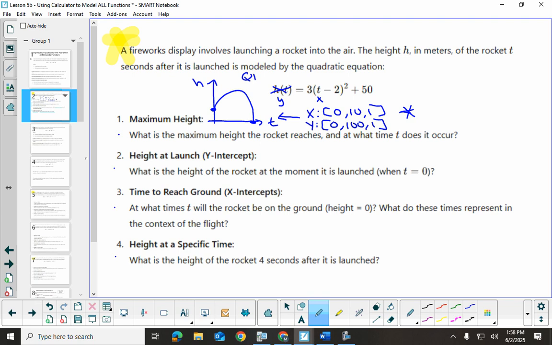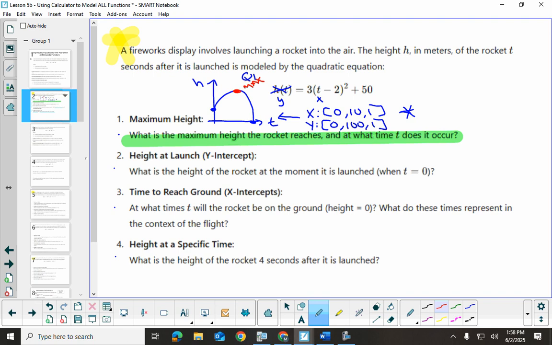Key questions. What is the maximum height that the rocket reaches, and at what time does it occur? The maximum height is that point right there. In grade 11, you called that the vertex. We're calling it a turning point. Remember, a peak and a valley. So we're just calling it a maximum.